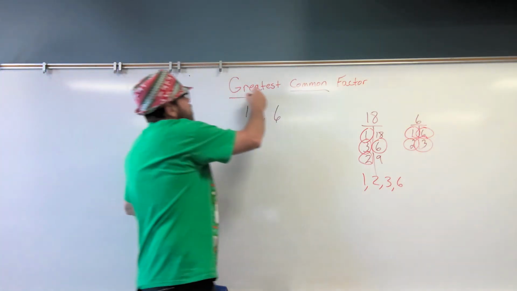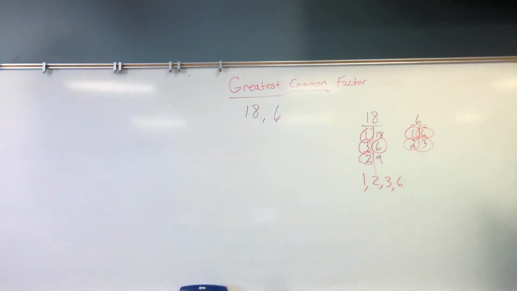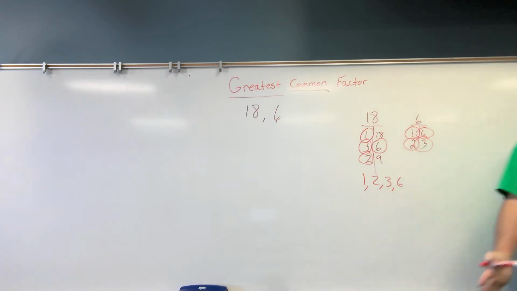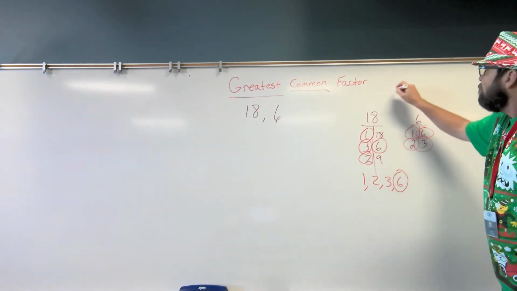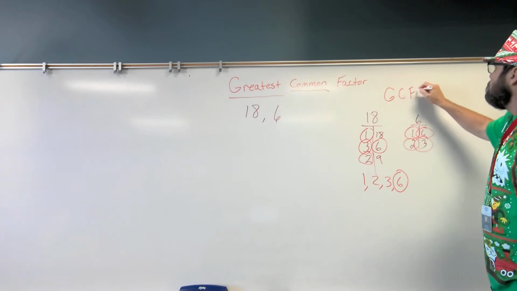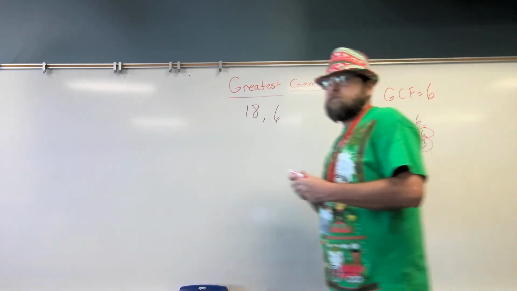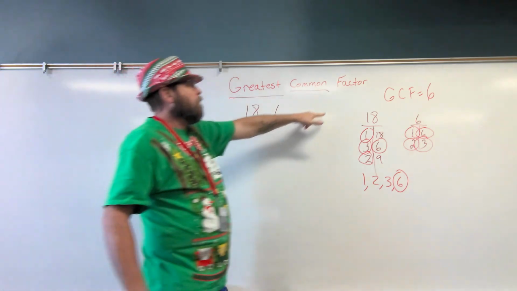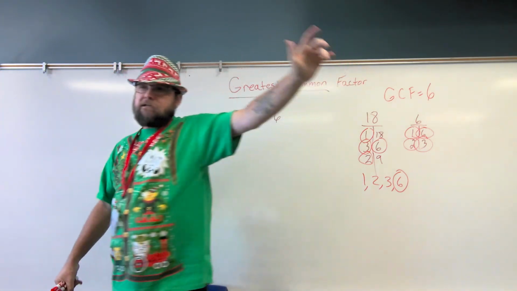Now, when it says greatest, it doesn't mean, man, you're the greatest student I've ever had. It means the biggest. The biggest factor that is common to both. And what is the biggest factor that is common to both? 6. So if the assignment asked you to find the greatest common factor, the answer for these 2 numbers would be 6.